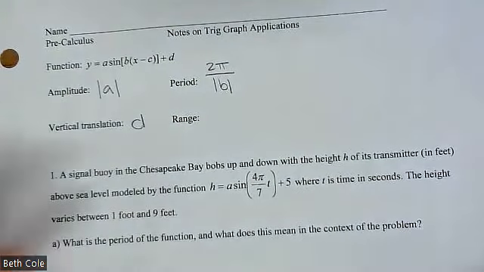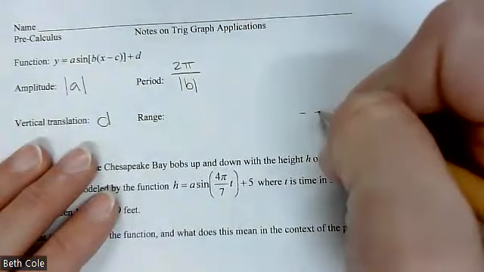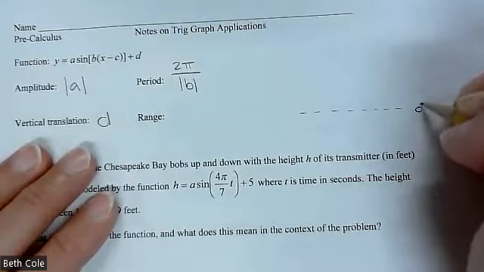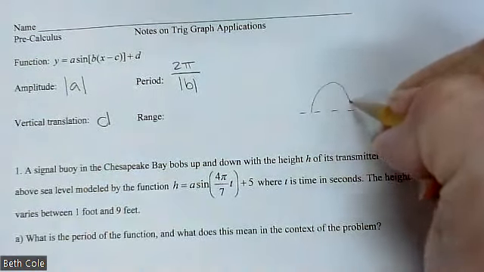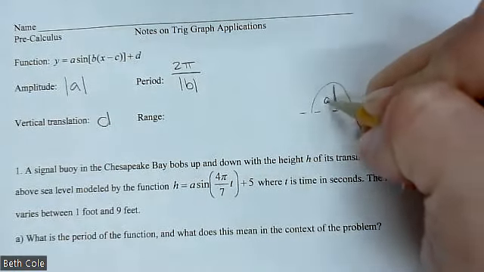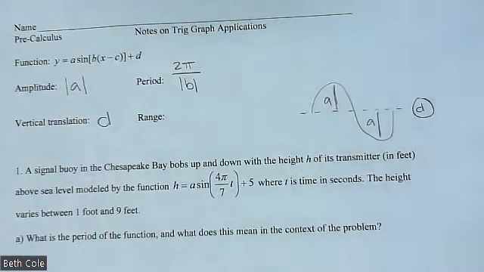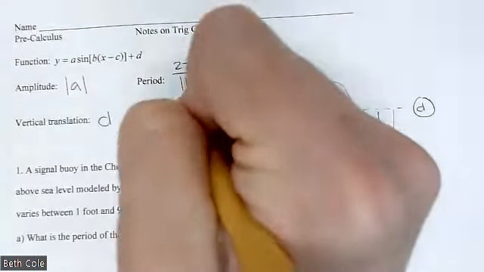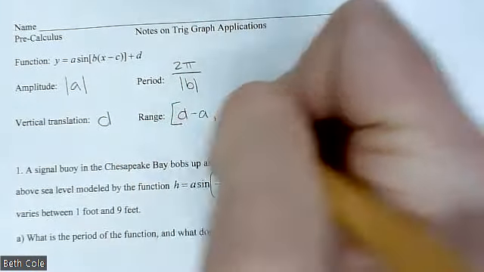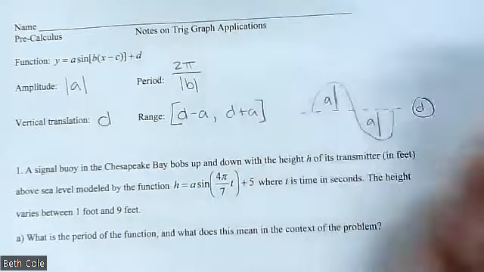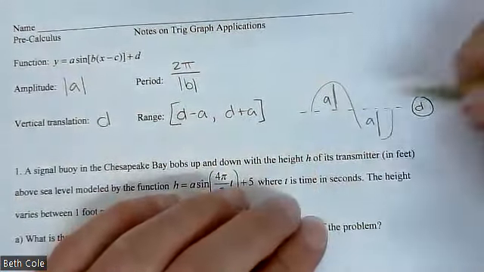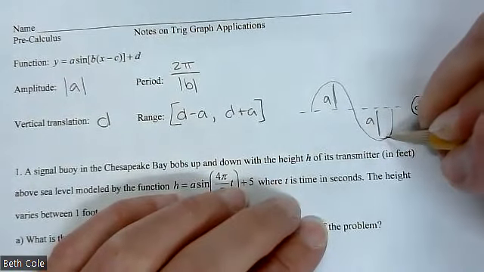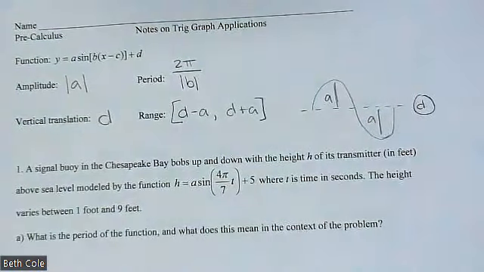And then your range. Let me draw a little picture. Your center line would be at D, however much you moved up or down. And here's your wave. You go a distance of A. So the lower one is going to be D minus A, and then the upper one, you just add them. It would be D plus A. My wave got a little wonky there. Let me fix them. So we're just going to take these ideas and apply them to actual situations.